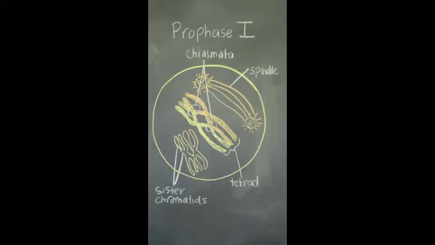Prophase 1. The longest phase of meiosis, homologous chromosomes come together to share segments of DNA. These newly intermingled chromosomes are now known as tetrads.